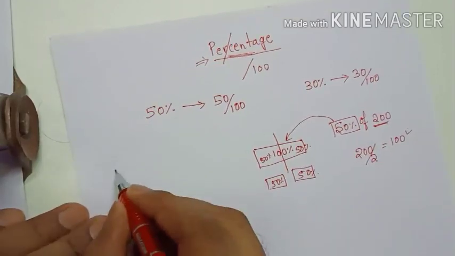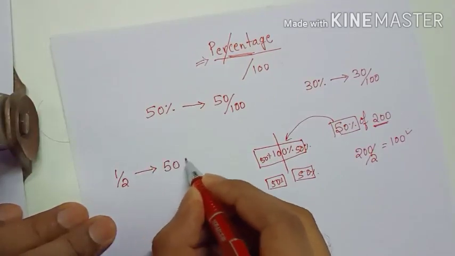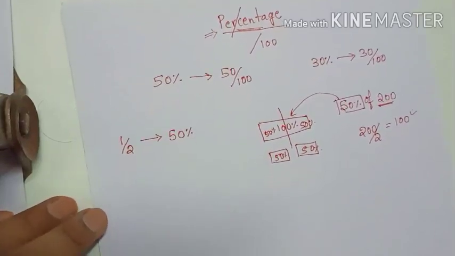So I can say that 1 by 2, this is the fraction which represents 50%, right? Similarly, we have different fractions, so one by one I'm going to discuss.